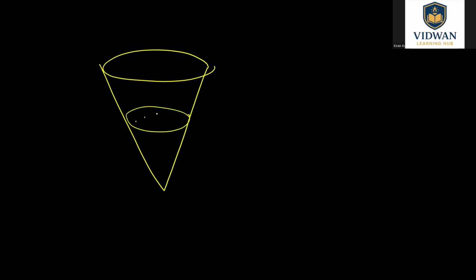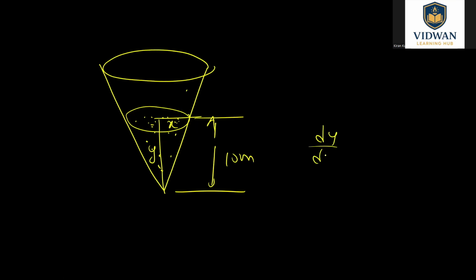So there is a conical vessel like this. Suppose the water is filled up to this. So the water level also forms a different cone. So water is filled till here. So when the depth is 10, that is when this depth is 10 meters, they're asking us to find out the rate of change of level of water. Suppose the height of the water level at any instant is y and this radius is x, you want to find dy by dt.